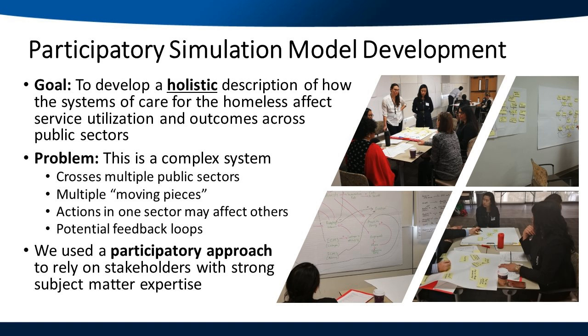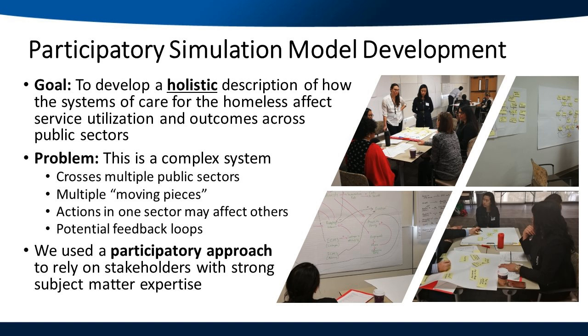Now, we analysts, particularly those of us involved in this study, we're not experts. We don't have the depth of subject matter expertise on any of these sectors. And even stakeholders who are involved in each of these sectors have only partial understanding of how their sectors operate. They may understand very well how the homeless interact with the healthcare system, but the same person may not have the same understanding for interactions with justice or substance use treatment, for example.